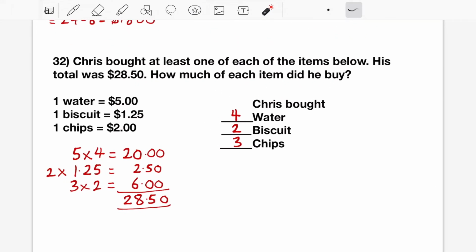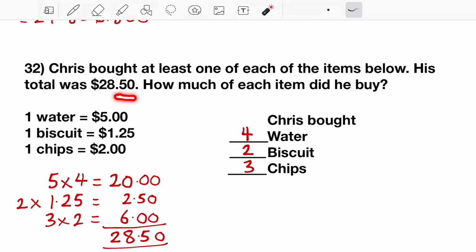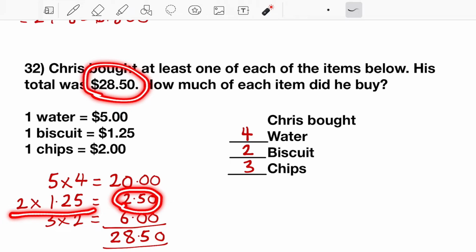32. Chris bought at least one of each of the items below. His total was $28.50. How much of each item did he buy? So one way, we have a hint here. 50 cents. The only item that has cents is the biscuit. So it has to be 2 biscuits, because 2 biscuits will give you a remainder in cents of 50 cents. So 2 biscuits, we can say, well, 2 times 125 is 250. We can take that away from the total and then work with the remainder.